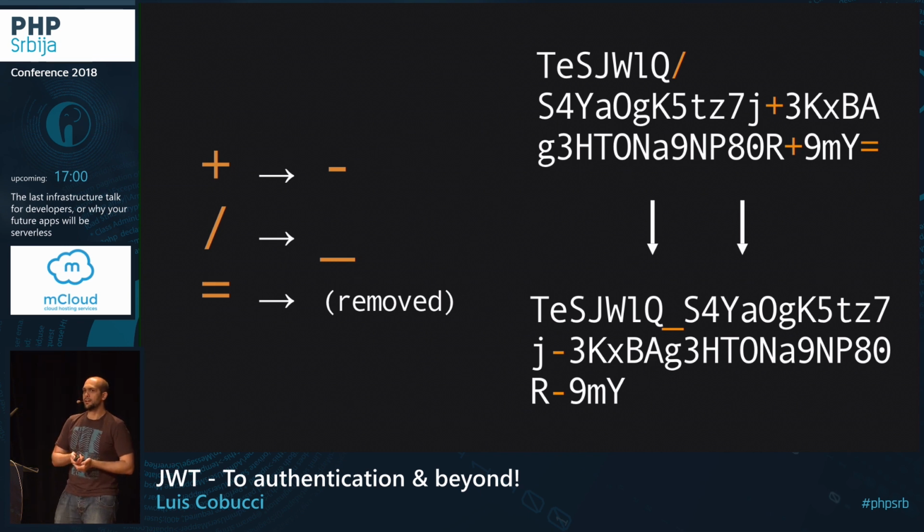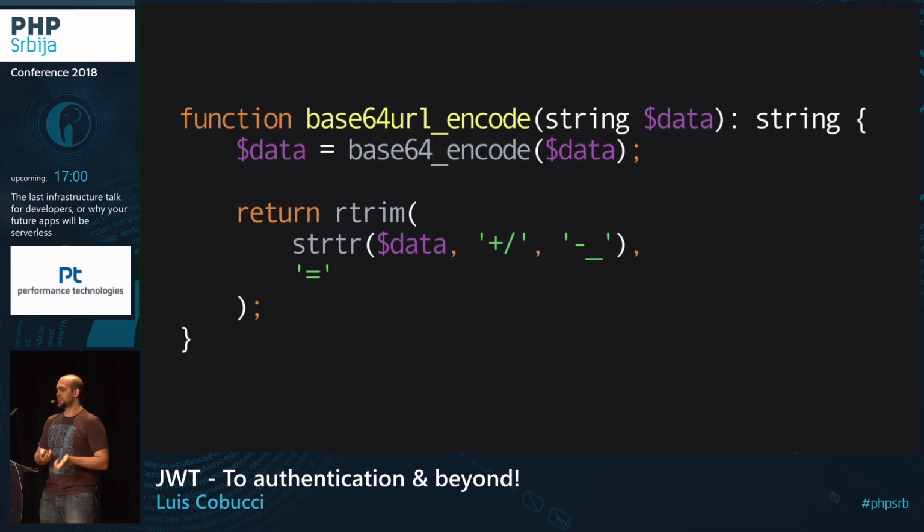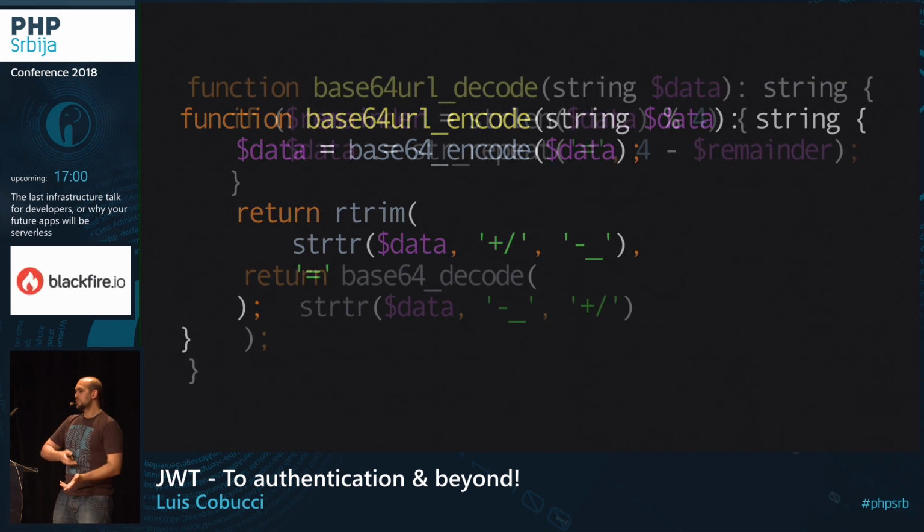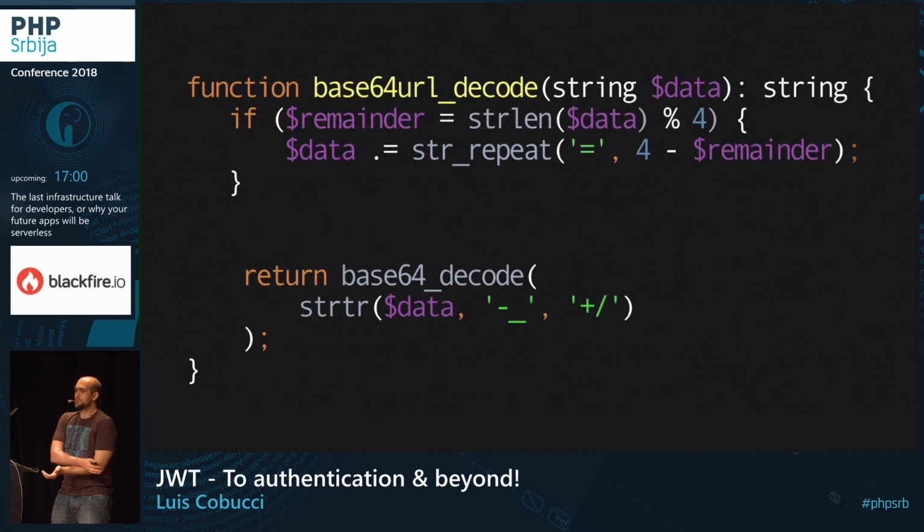To encode that using PHP, it's pretty simple. You do a normal base64 encoding and then modify the characters, removing the padding, which is the equal sign. To decode that, it's just the reverse operation. You calculate the remainder to add the padding, and then change the strings and add the remainder, the padding.